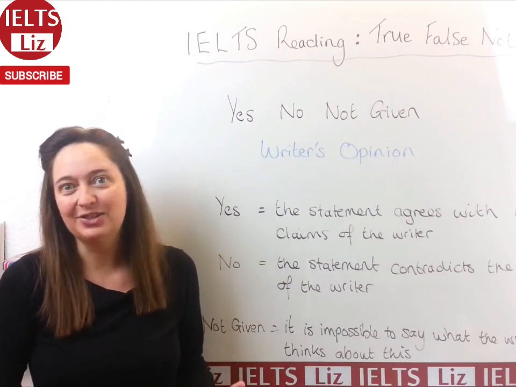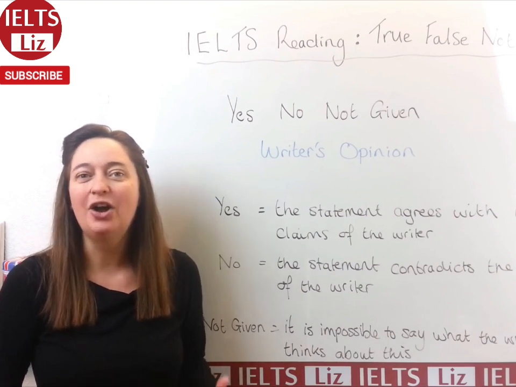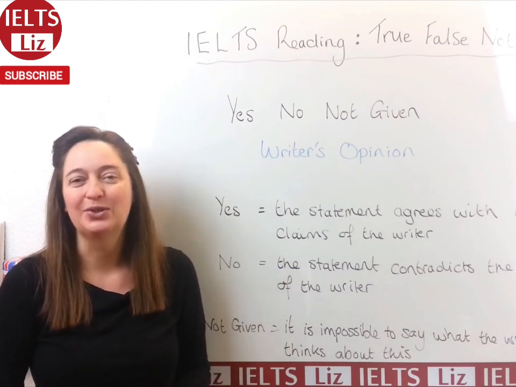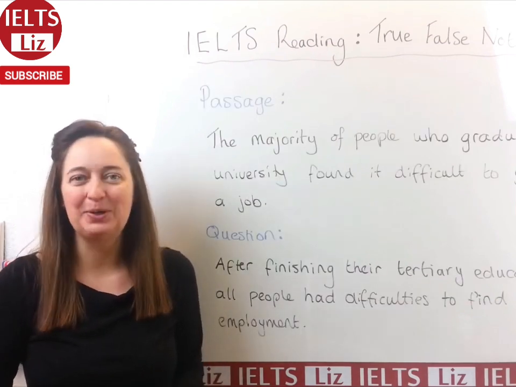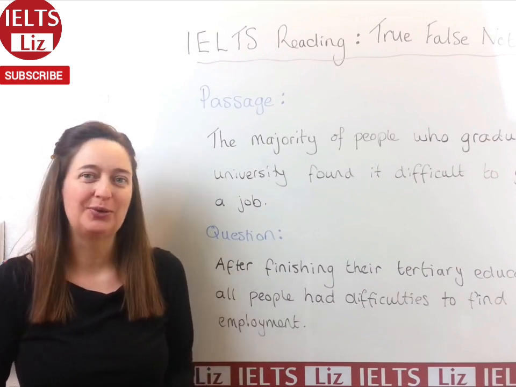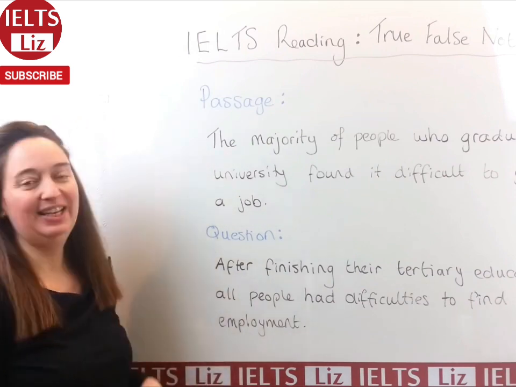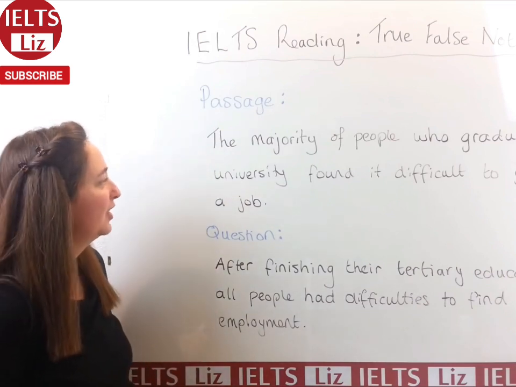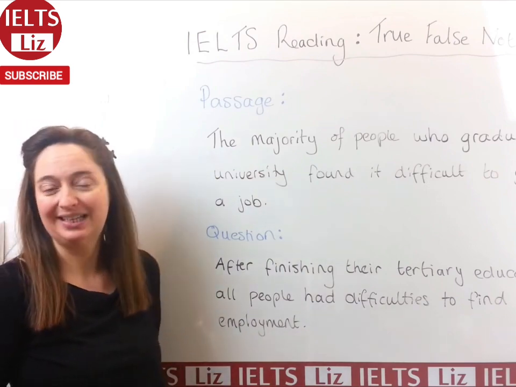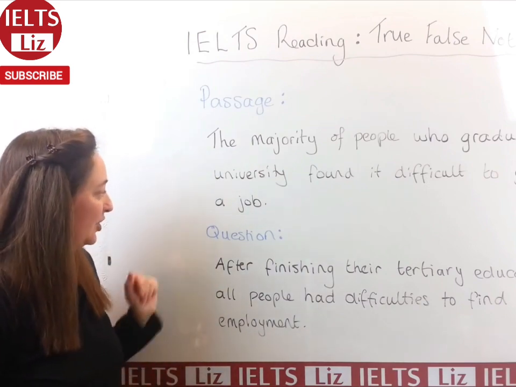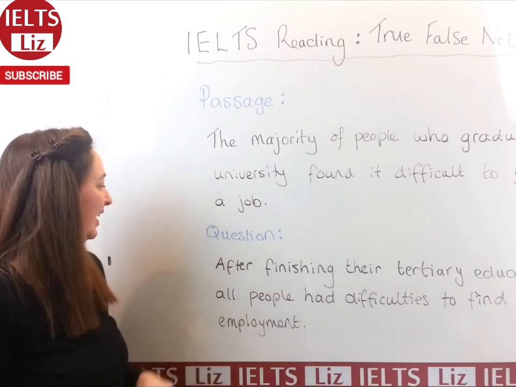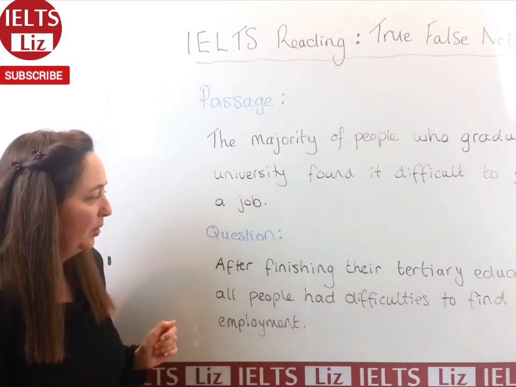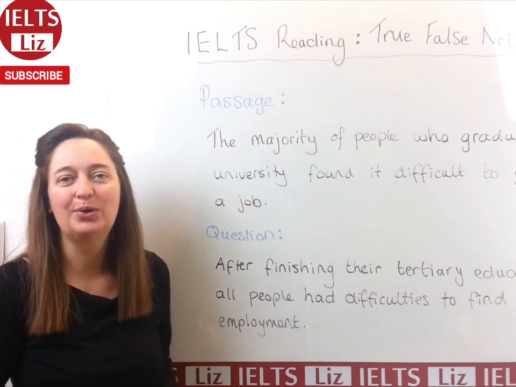Now, let's have a look at some true, false, not given questions, and I will explain to you why the answers are true, false, or not given. Here is a typical example of a question for true, false, not given. This is the information in the reading passage. The majority of people who graduated university found it difficult to get a job. And the question, the statement in the question, is after finishing their tertiary education, all people had difficulties to find employment.